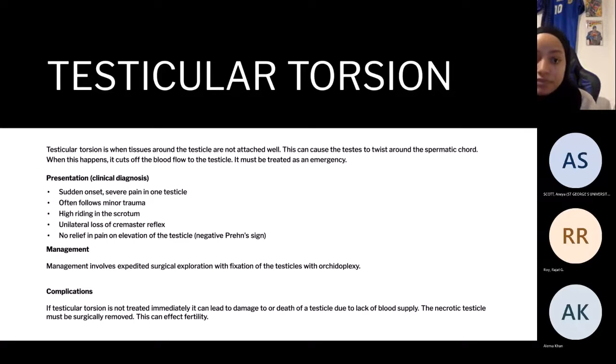Management, so you want to take them to surgery as soon as possible, and you want to essentially fix the testicle to prevent it from having the testicular torsion. In terms of complications, if you don't take them to surgery and if it's not treated immediately, then obviously there's a lack of blood supply, so the testicle is going to die, it's going to become necrosed, and it can affect their fertility quite significantly.